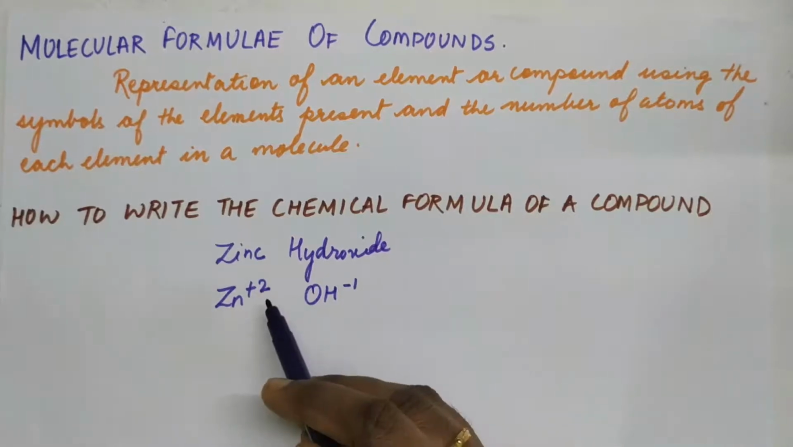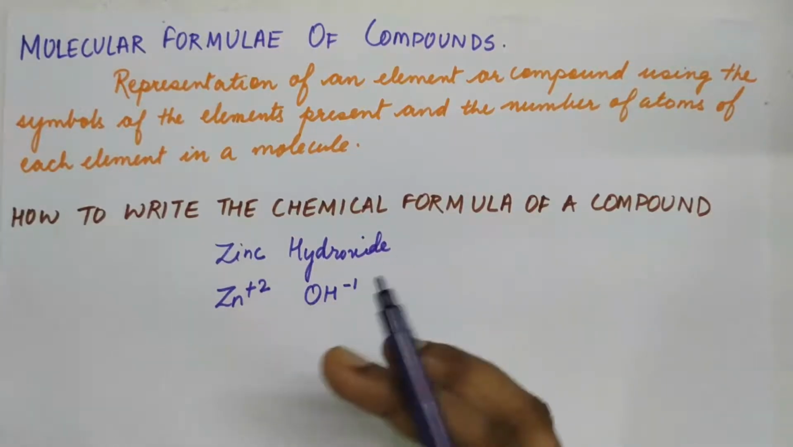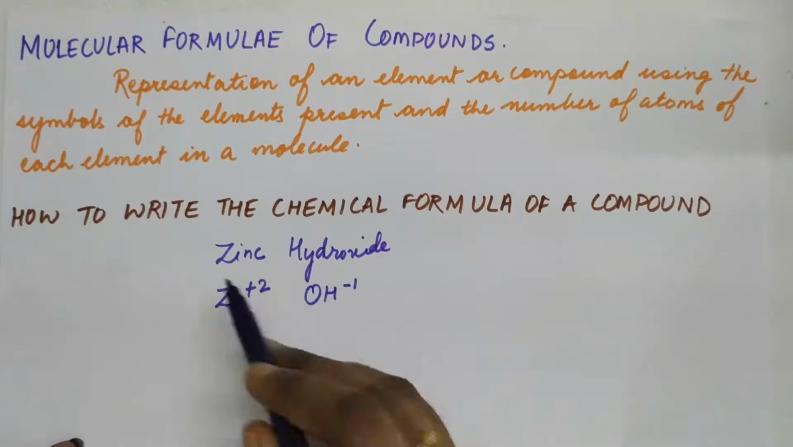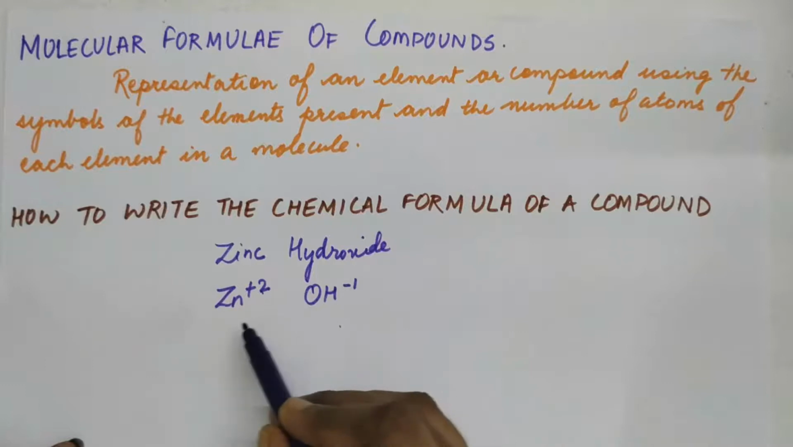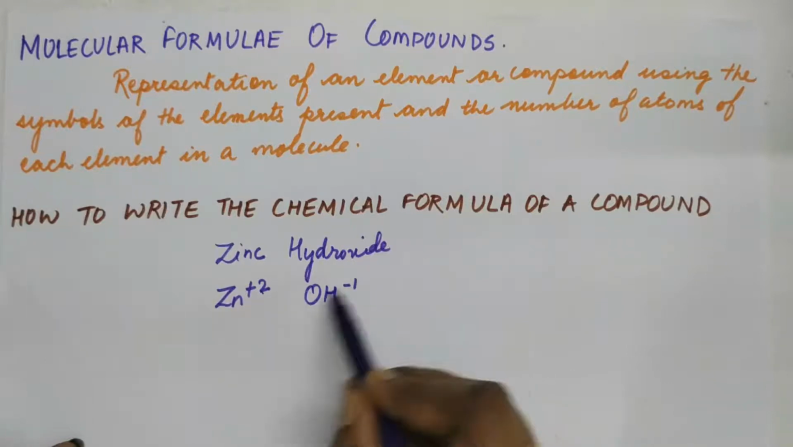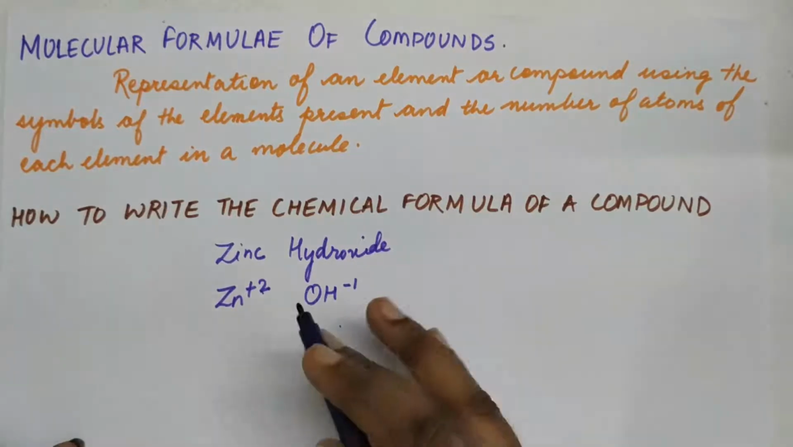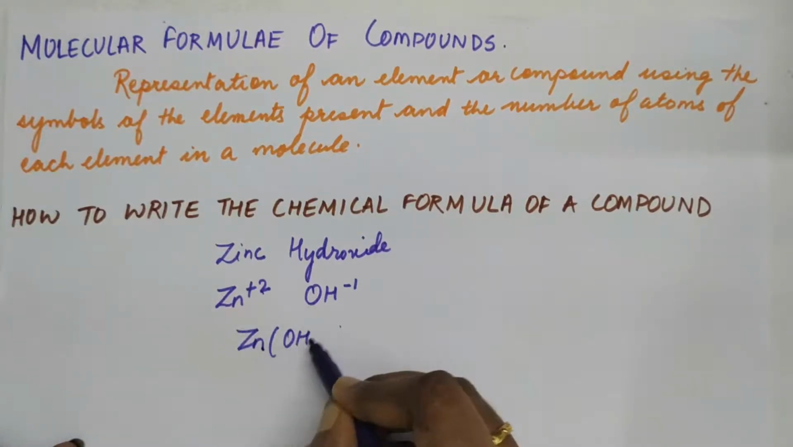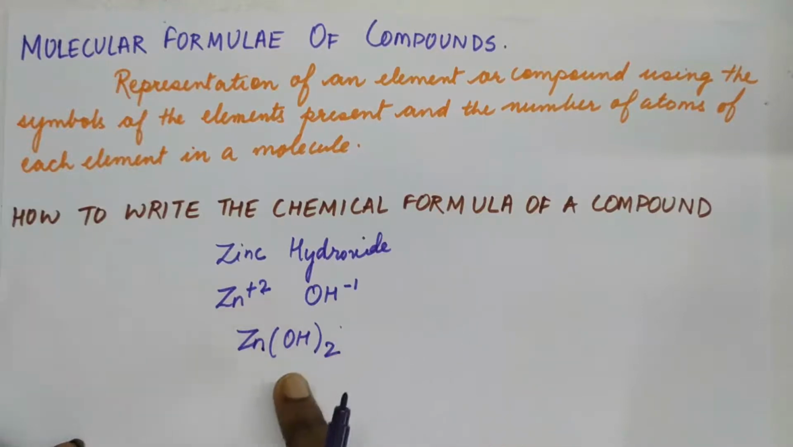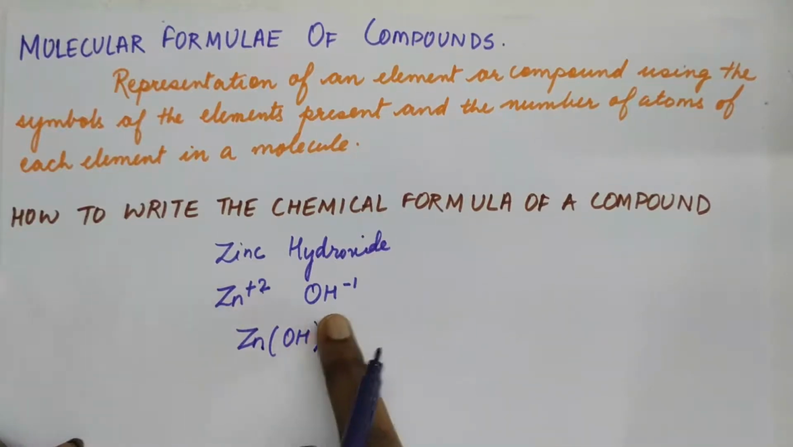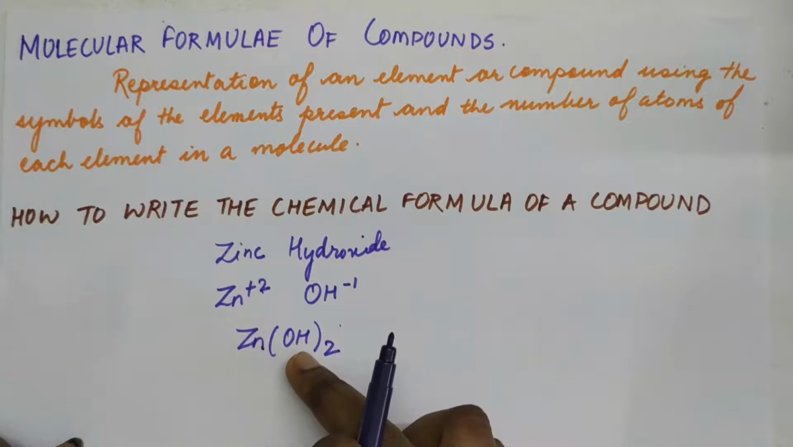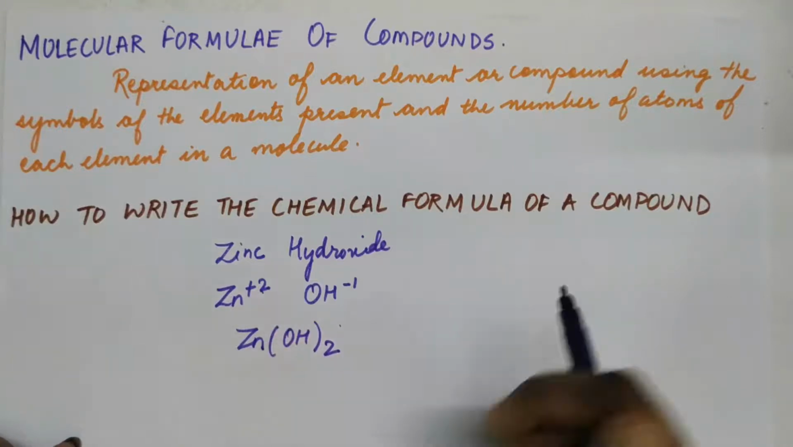So what happens is we have to write the symbol. You can ignore the positive and negative, you just write the symbol along with the number, and then you have to cross multiply. Means the 2 will come below OH and the 1 will go below Zn, and we will not write the 1. So it becomes Zn(OH)2. Now why am I putting a bracket? Because OH is more than one element, so it is a polyatomic ion, so we need to put it in brackets.